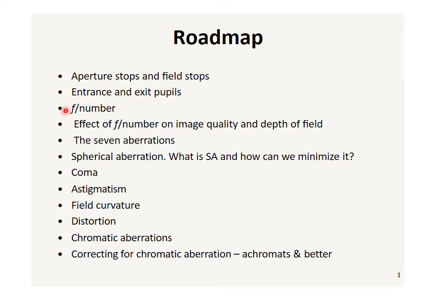We're going to look at F number and the effect of F number on the image and the depth of field. We're also going to be looking at aberrations. These are aberrations of perfect spherical lenses. So we'll look first of all at spherical aberration, then coma, astigmatism, also field curvature and distortion, and ways that we can minimize them. Finally, we'll look at chromatic aberrations and how we can minimize those.